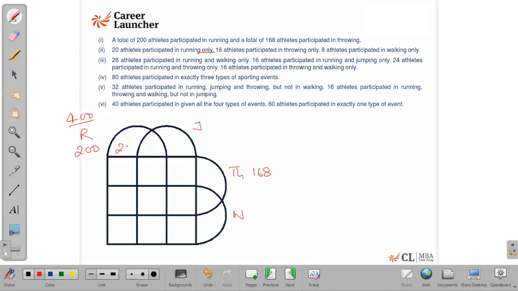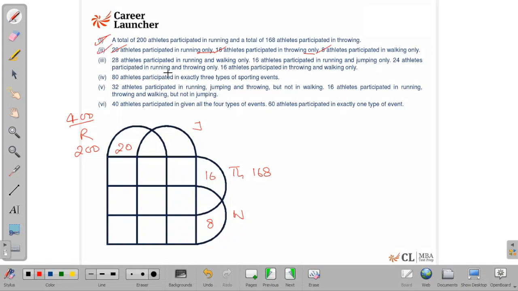Okay, sorry, 20 athletes participated in running only. Running only will be this. This region belongs only to running. 16 athletes participated in throwing only. Throwing only is this. 8 athletes participated in walking only. So 8 athletes have participated in walking only. Okay, so statement 1, statement 2 have been taken care of.